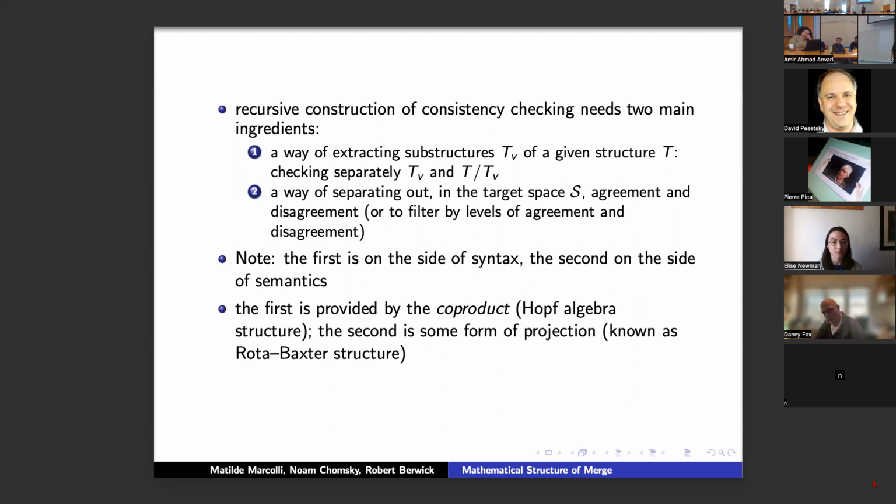So that's why I'm saying the computational stuff is all done for you by syntax. And the only thing you need on the side of semantics is this filtering out of agreement and disagreement. And then all the computation is done for you by syntax. That's why I'm saying this is a heavily syntax-driven model of the syntax-semantics interface. It's entirely syntax-driven, if you want. Okay, so yeah.